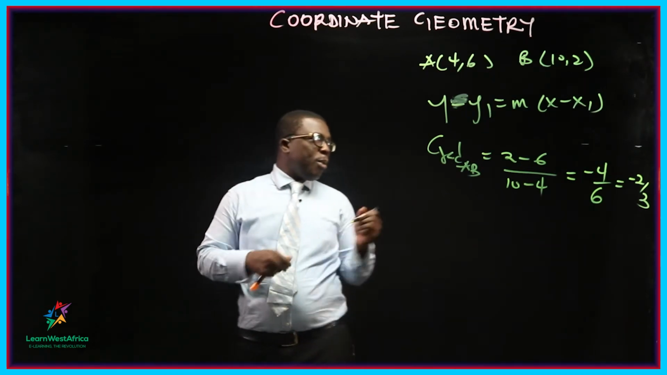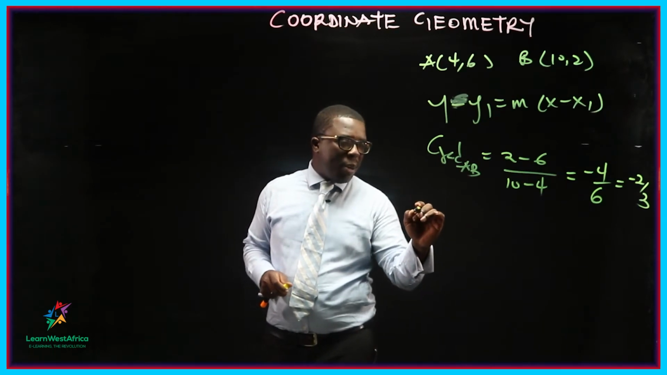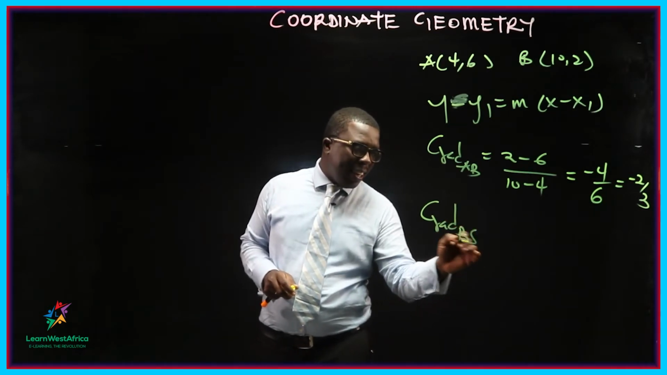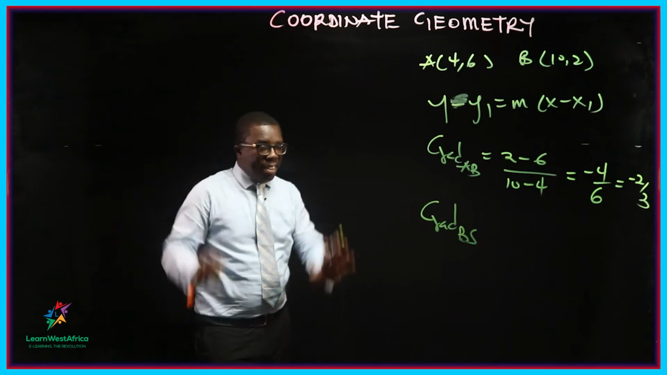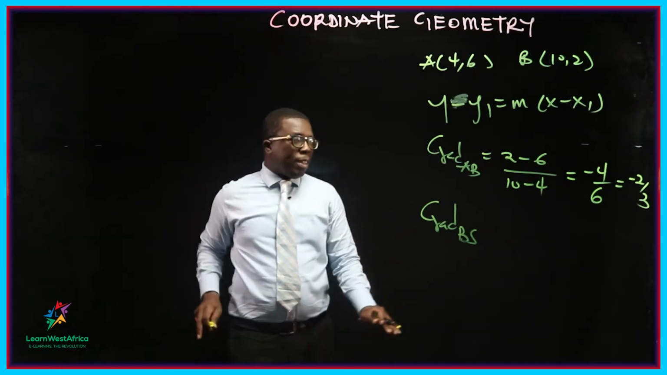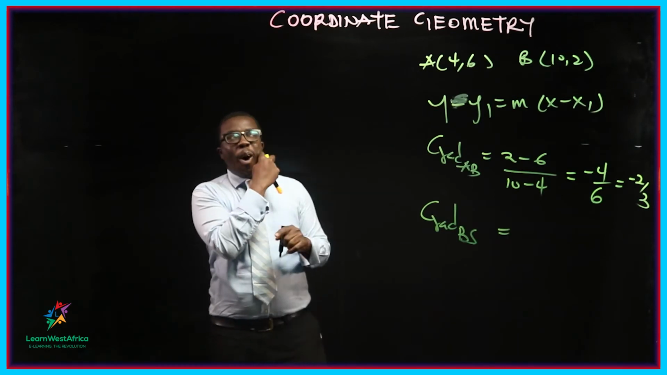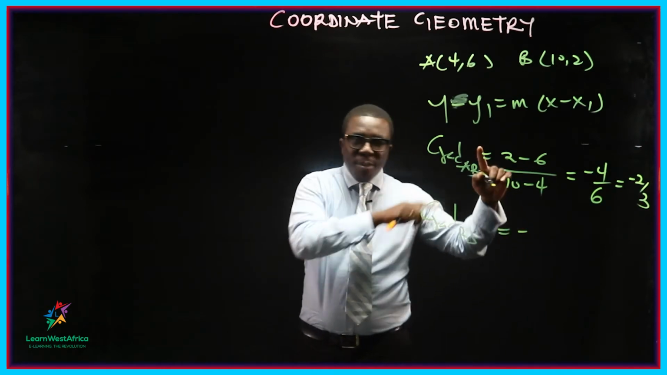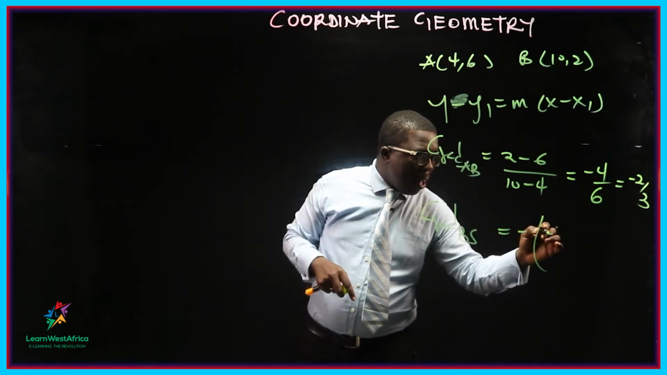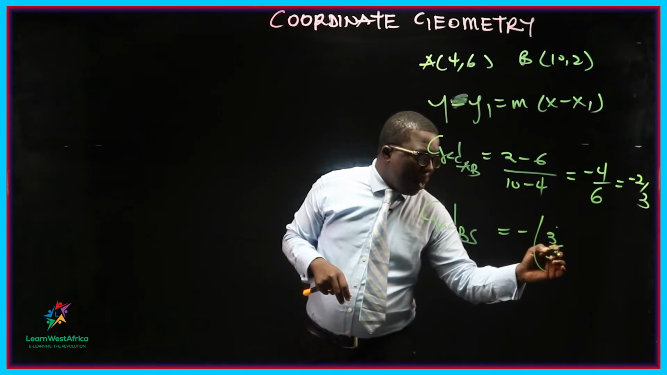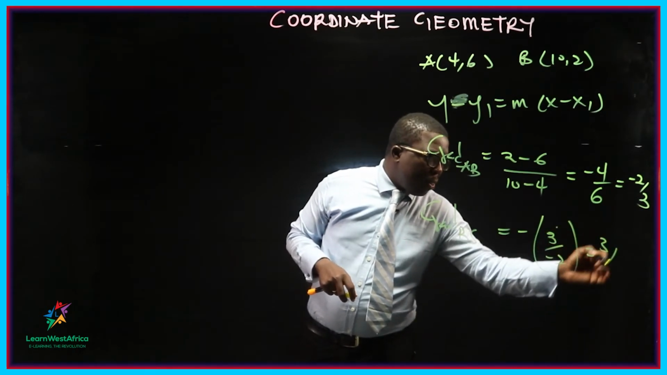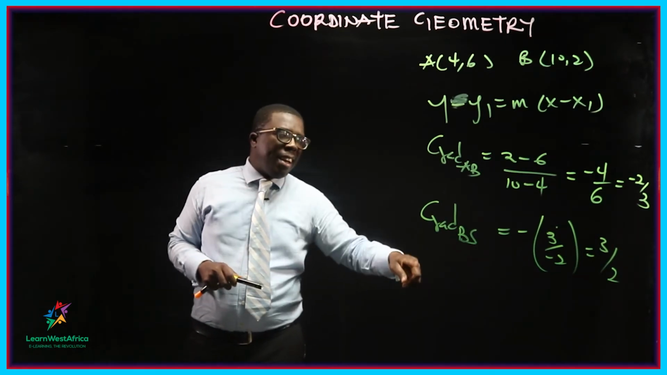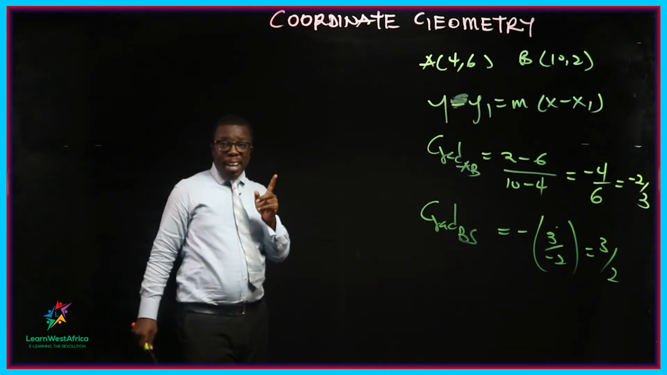Okay, so the gradient, I'll call it gradient of BS. That is a label I choose; you could use any. The gradient of the perpendicular bisector: we are going to take the negative reciprocal of that. What do you get? Turn it upside down, minus 3 over minus 2, and that's going to give you 3 over 2. Are we okay? So the gradient of the bisector is 3 over 2. Okay, so now we are done with the gradient.